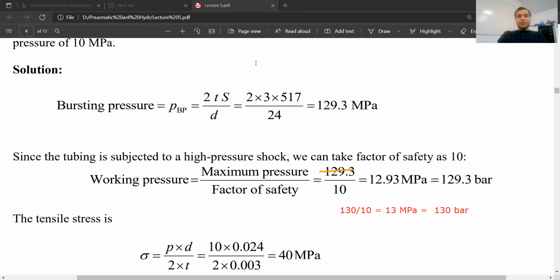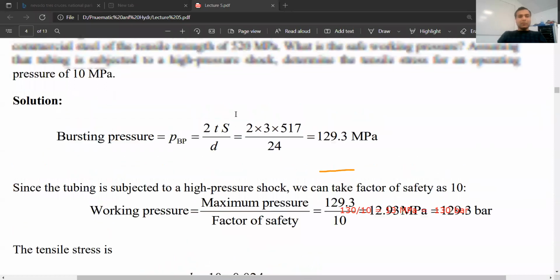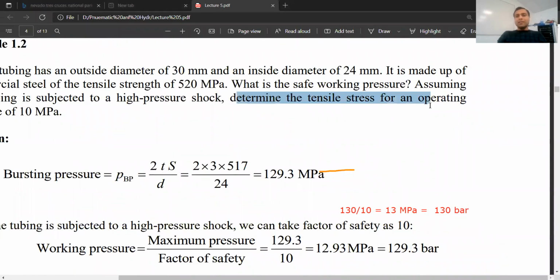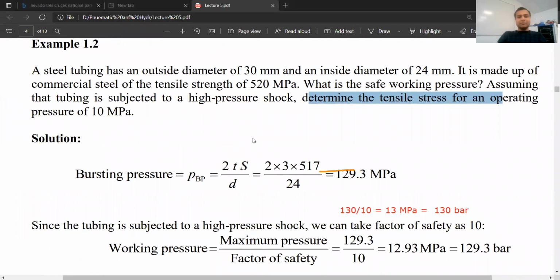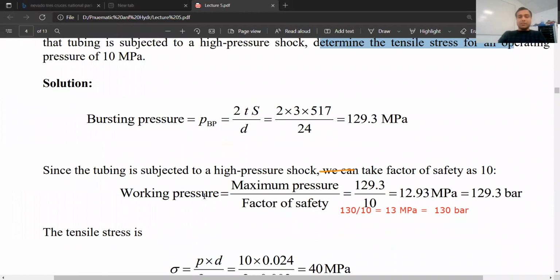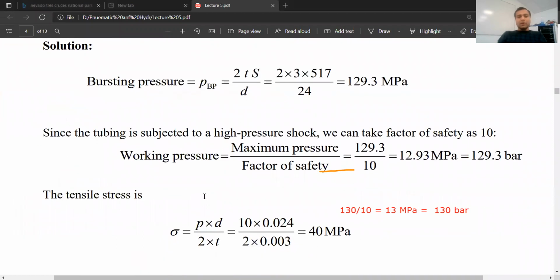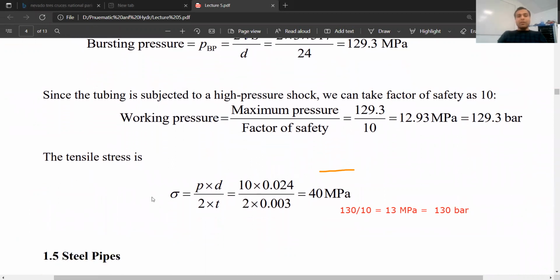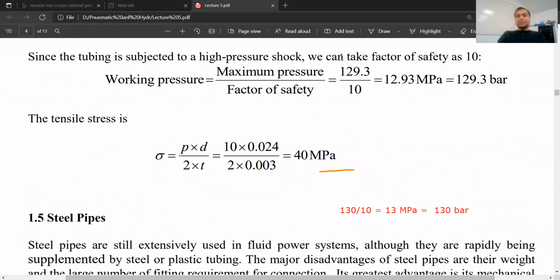Okay, so we have just worked out the working pressure. Now we need to find out the tensile strength for an operating pressure. So we got the operating pressure, whatever value we got. Now we need to find out the tensile strength. We have the formula for the tensile strength. This formula is also known as Hooke's law formula.